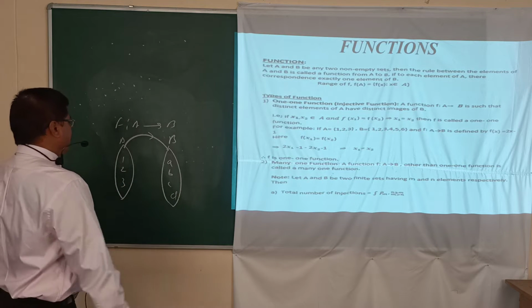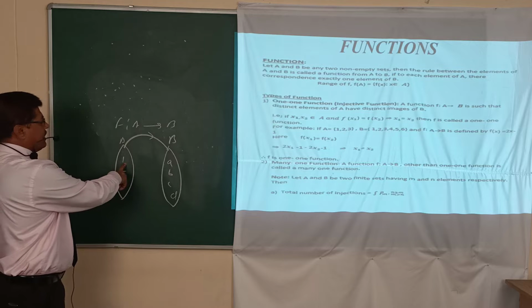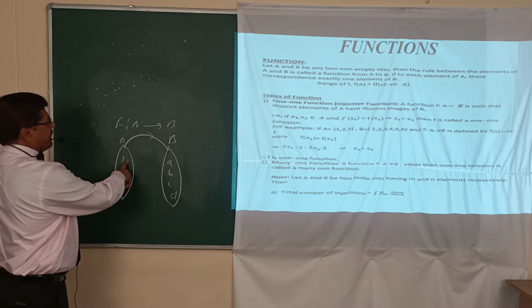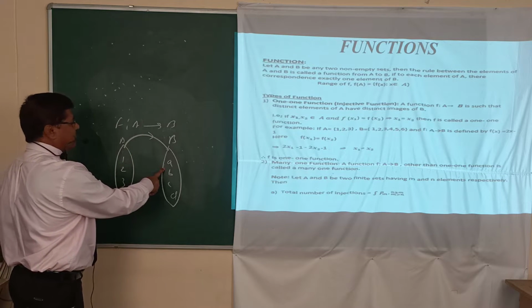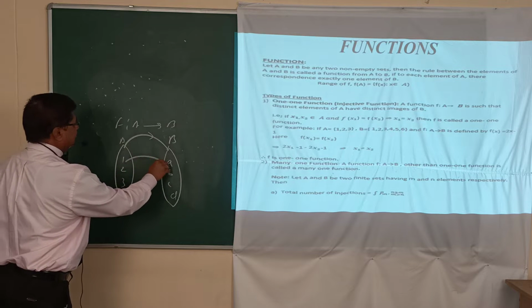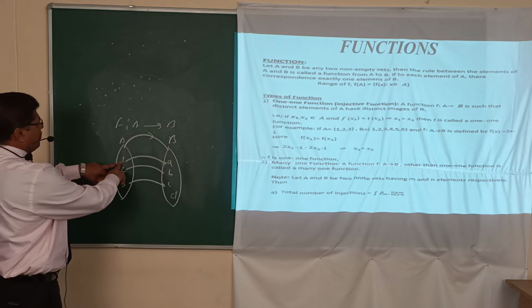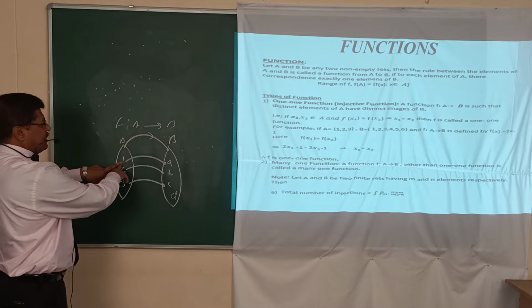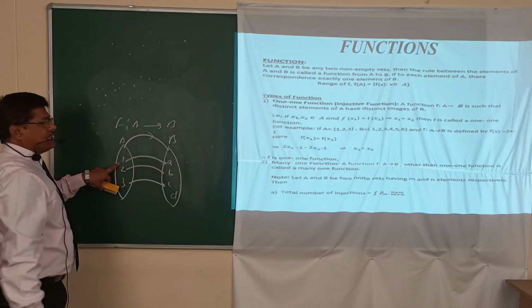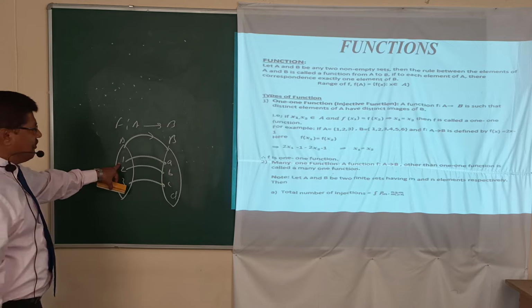Now, if each and every element of set A is related with exactly one image, one element of set B, that means it is a function. Suppose this one goes to this one, and this one to this one. So only one image of each element of set A is present in set B. This type of relation is known as a function.